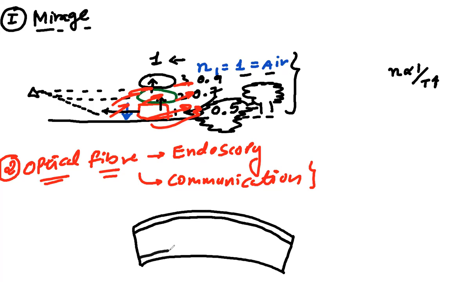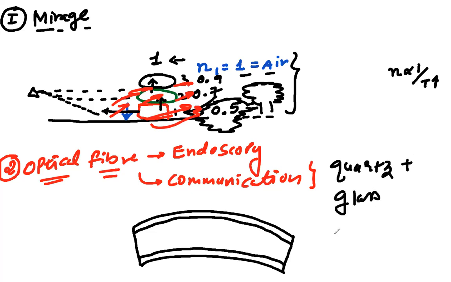Optical fiber, first of all, is made up of what? Optical fiber is made up of fused quartz, glass, and sometimes PVC or plastic. But optical fiber made of PVC is of poor quality, while quartz and glass are of good quality. So optical fiber is first of all made up of quartz and glass.